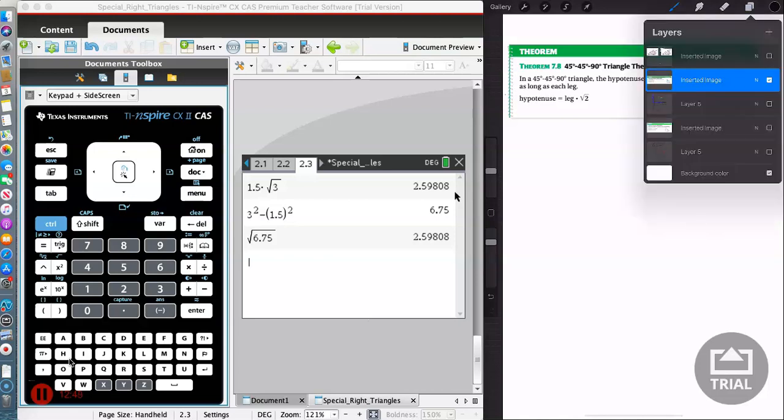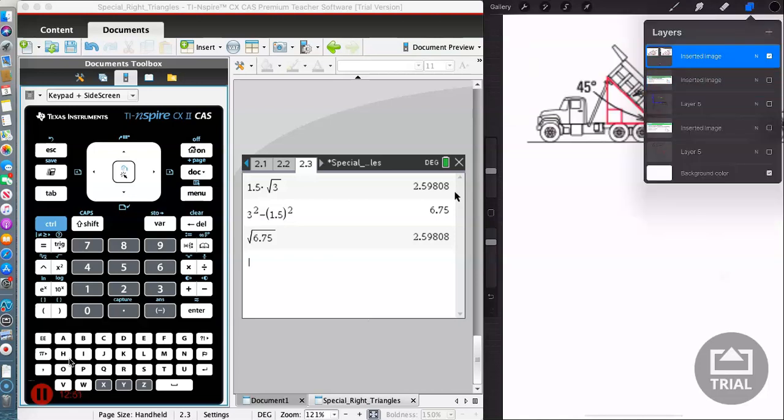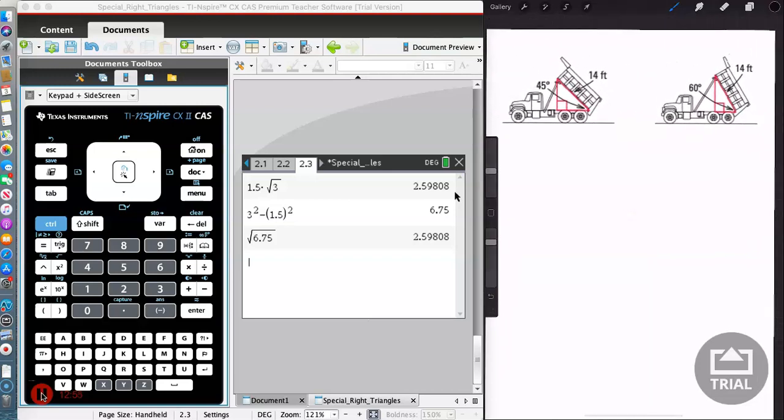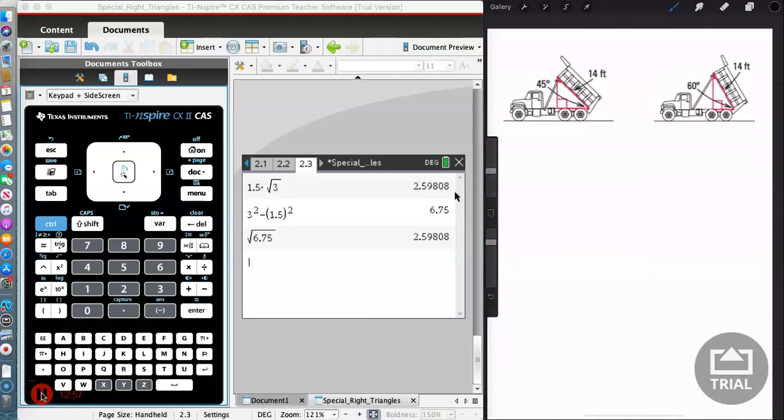So now let's go into an example. We have 2 dump trucks. Well, we have 1 dump truck at different points in time. We have the one on the left, which is our 45, 45, 90 triangle, and the one on the right, which technically only shows us a 90-degree angle and a 60-degree angle, but we know because of the angle-angle postulate that the other angle, sitting right up here, is 30. So now what are we going to do? Let's run both of these as separate examples.